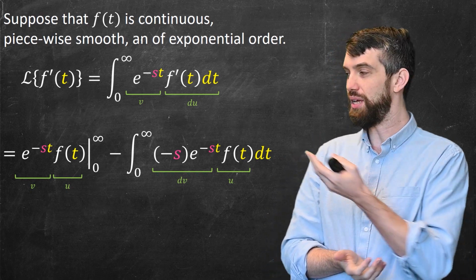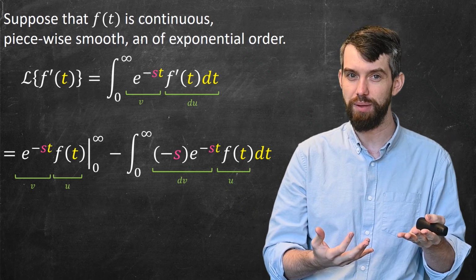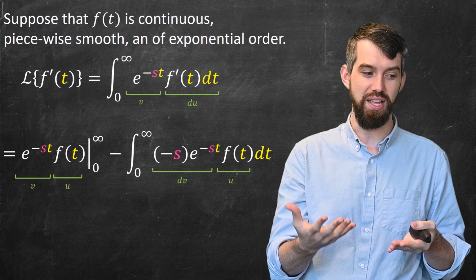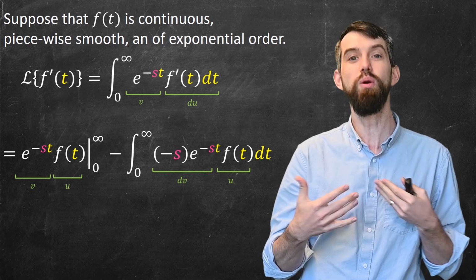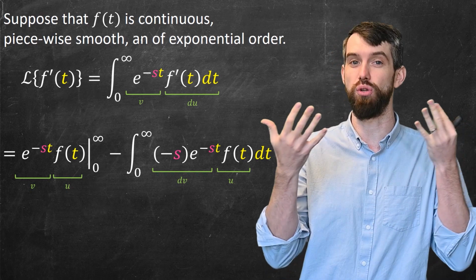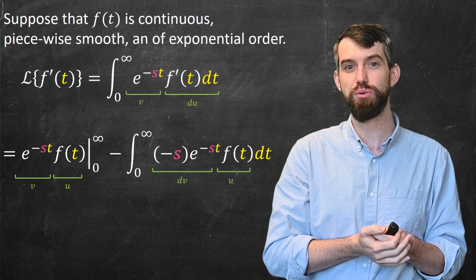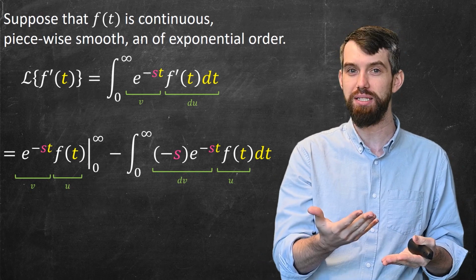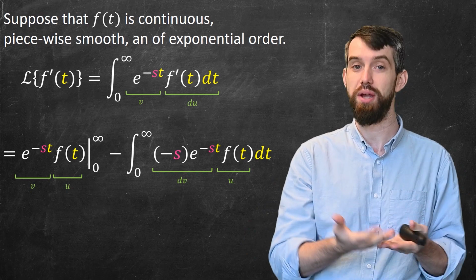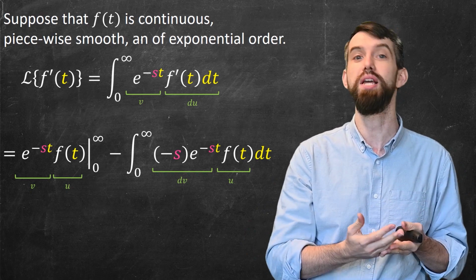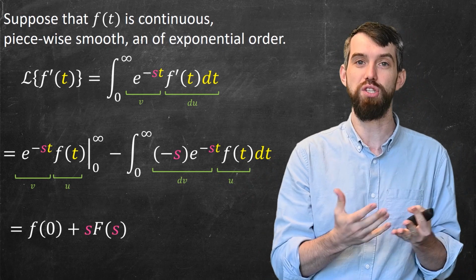Well, let me look at the beginning portion, the constant term that's evaluated at 0 and at infinity. When I plug in infinity, I'm going to have a negative exponential times whatever f of infinity was. And this is where we use the fact that it is of exponential order. Exponential order meant that the function f was smaller than an exponential. As a result, the negative exponential term dominates, and when you plug in infinity, you're just going to get 0. When you plug in 0, you get e to the 0, which is just 1, times f of 0. So what I get for the first term is just f of 0.